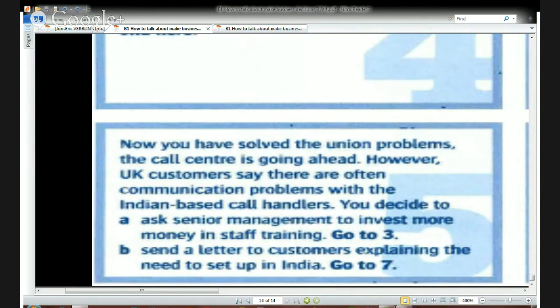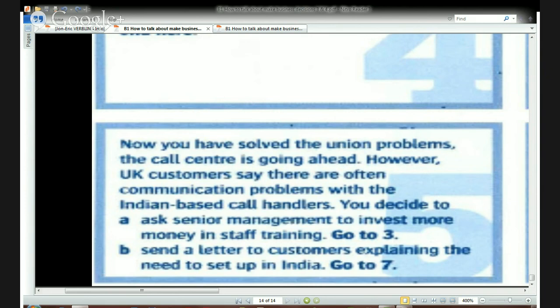So this is actually a common problem with call centers when you outsource: people are speaking their local dialect of English, and some customers get angry with this. In some places they have non-native speakers handling calls and they don't understand everything. With India, I don't see what the problem would be, but apparently there are problems. So we got into a bit of trouble. We solved the problem with the unions, but now we have a communication problem. Uh-oh.